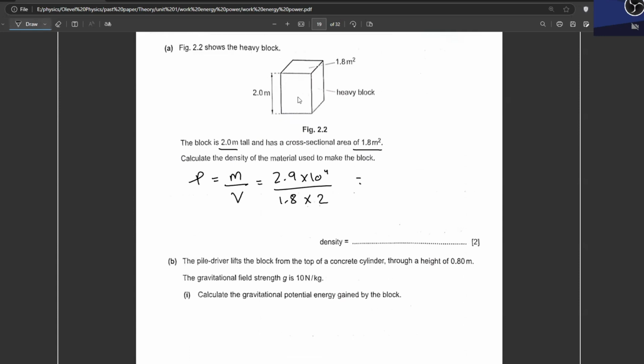Can you calculate the density? Pretty easy. 2.9 × 10^4 divided by 2 × 1.8. This comes out to be 8055.